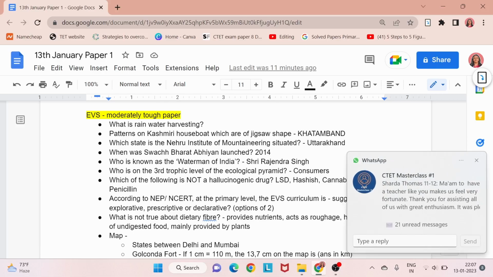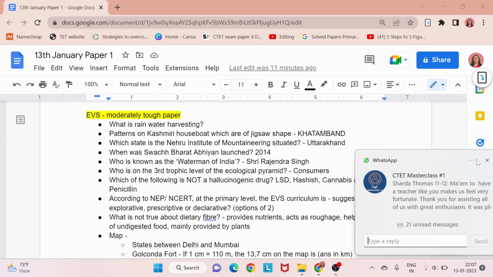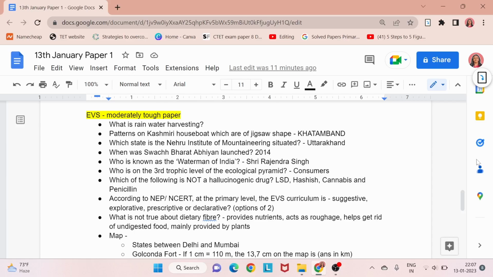Which state is the Nehru Institute of Mountaineering situated? It is in Uttarakhand. When was the Swachh Bharat Abhiyan launched? Its answer is 2014. Who's known as the Waterman of India? It is Sri Rajendra Singh. Who is on the third trophic level of an ecological pyramid? If we take an ecological pyramid, we have producers, then the herbivores, then the carnivores, and then the decomposers. So, the answer is consumers.